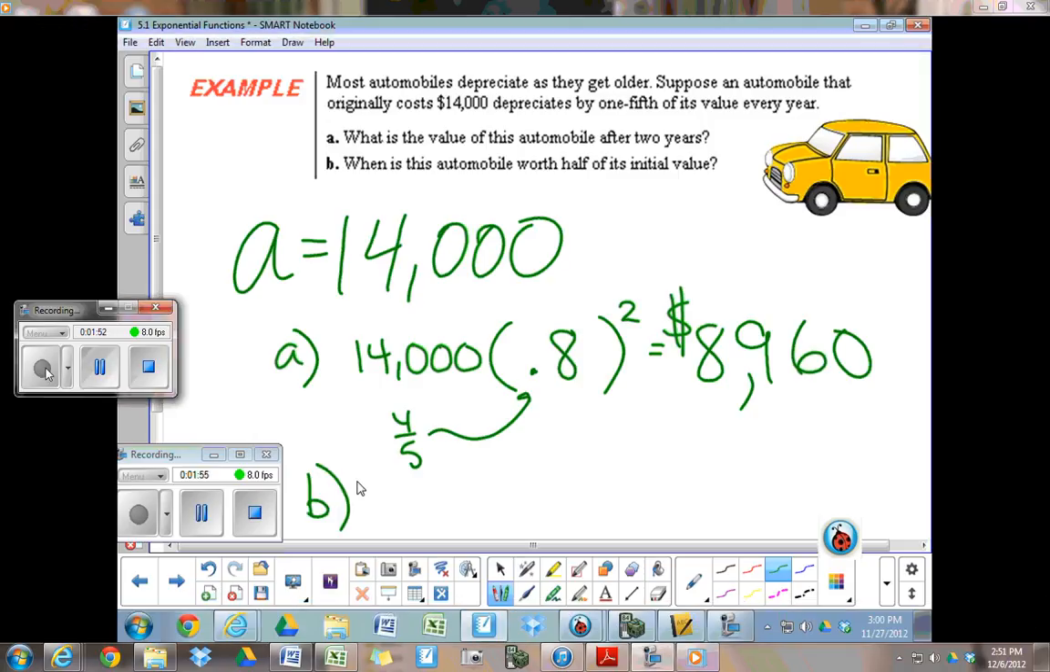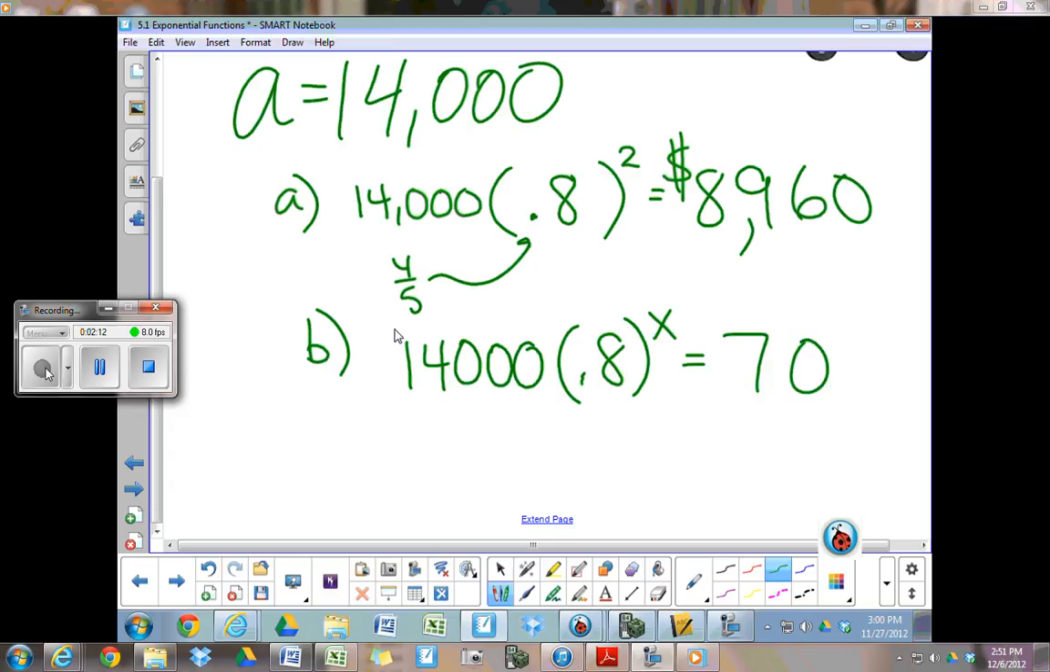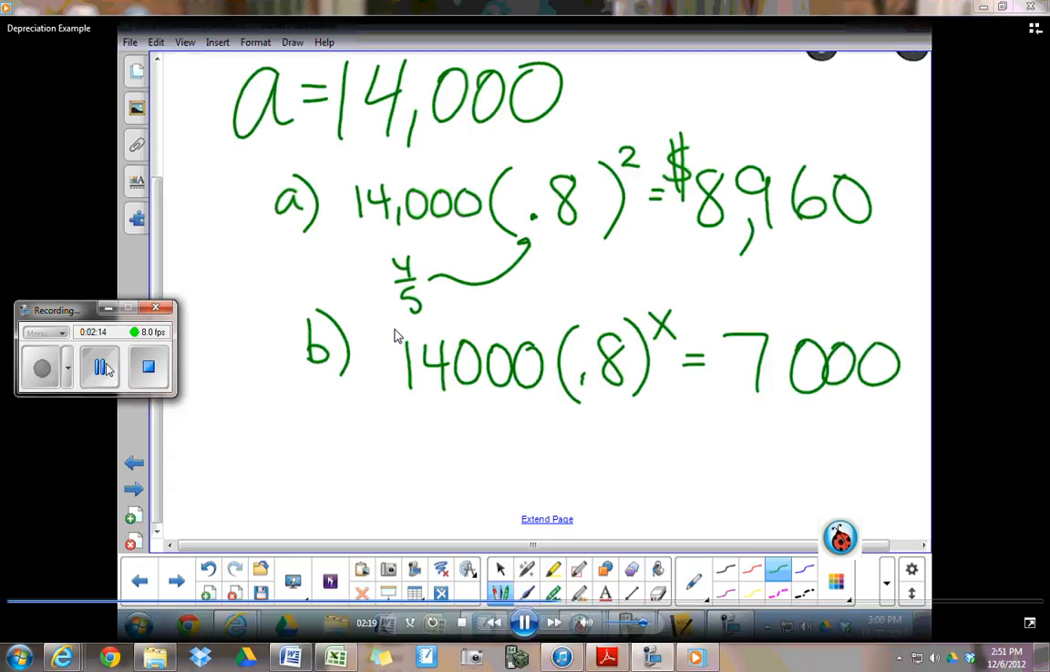For part B, they want us to find out when the automobile is worth half its initial value. So we're going to find its half-life. So to do this, we're going to take the equation 14,000 times 0.8 to the x and set it equal to half of $14,000, which is $7,000. So that's what the other side of the equation is going to be.